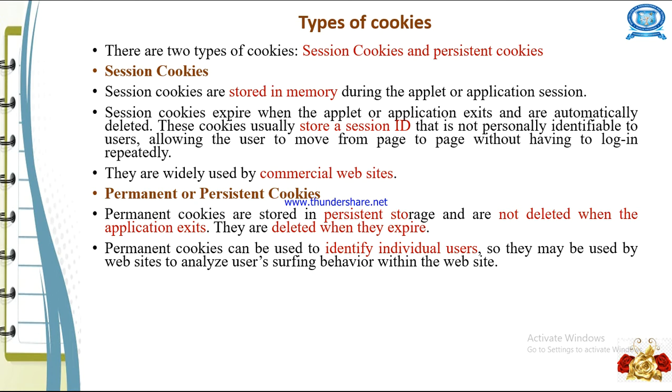Permanent cookies are stored in persistent storage and are not deleted when the application exits. They are deleted only when they expire. The expiry is based on time; when this time is reached, the cookie automatically expires. These permanent cookies can be used to identify the individual user.